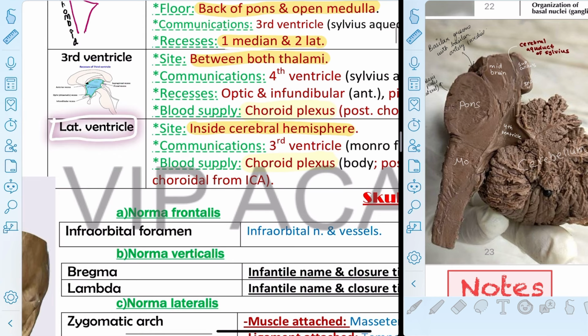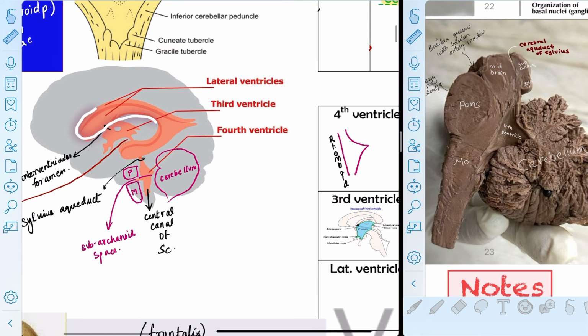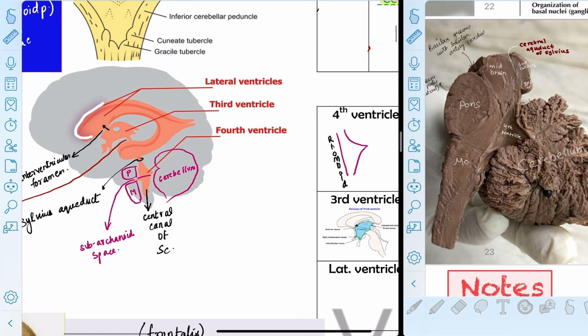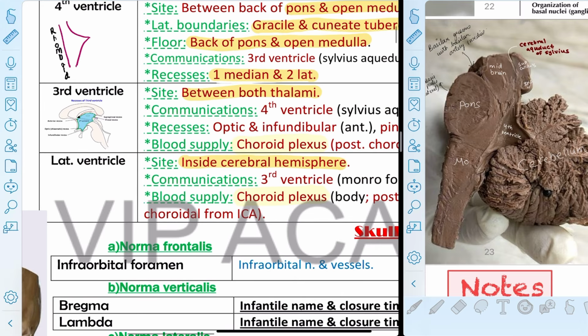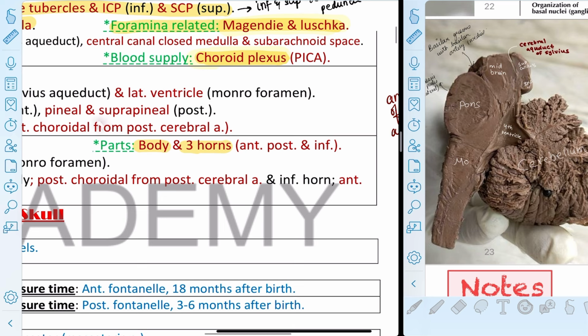Coming to the lateral ventricle, which is very beautiful. From here, this part is the lateral ventricles. How many recesses can you tell in this? 1, 2, and 3. So this is the inferior one, the anterior one, the posterior one. Something we learned already. Recesses or parts, they can ask in any way. So body and 3 horns: anterior, posterior, inferior.